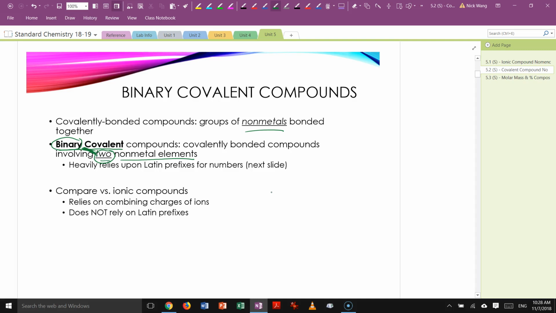And of course, in a quick comparison versus ionic compounds, these rely on combining charges of ions. Ionic compounds have ions that we care about, and we need to know about combining the charges so that the compound is overall neutral. And ionic compounds do not rely on Latin prefixes. So notice how covalent compounds don't apply to either of these. Covalent compounds don't have any ions we're dealing with, but covalent compounds do rely on Latin prefixes, where ionic compounds did not.